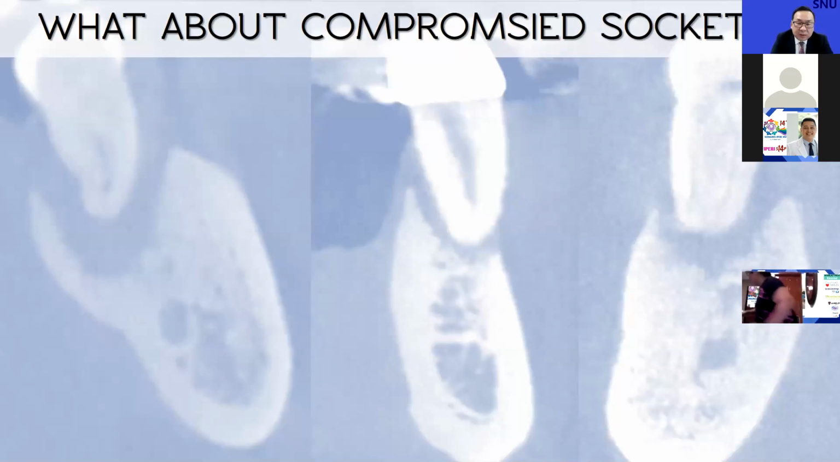As you can see in the slides here, not all sockets are the same. Some may have more destruction, and some may even have no walls remaining, like the socket walls you're seeing in the slides. So we decided to call these types of sockets compromised extraction sockets, and I'd like to spend more time to share some of our experiences with compromised sockets, which our group has been exploring for some time.